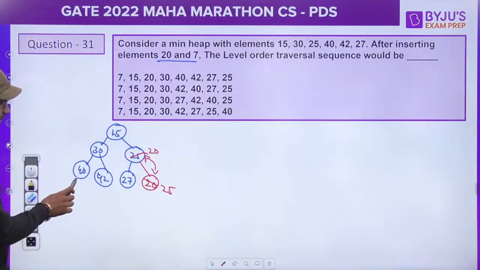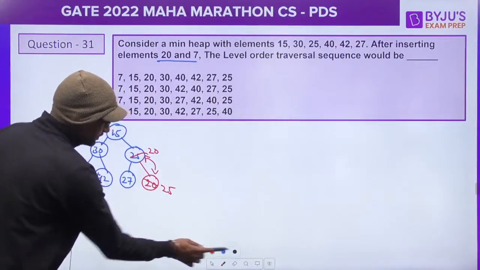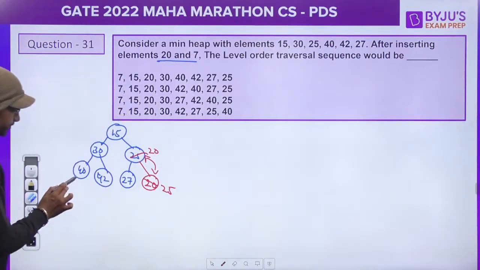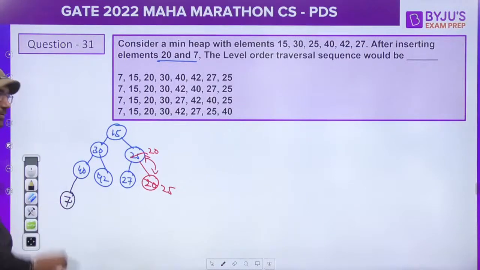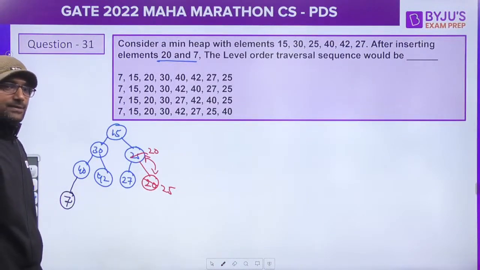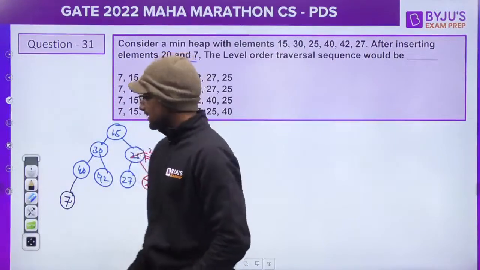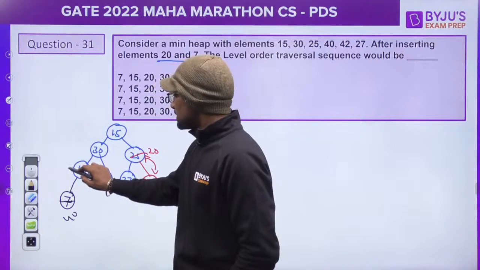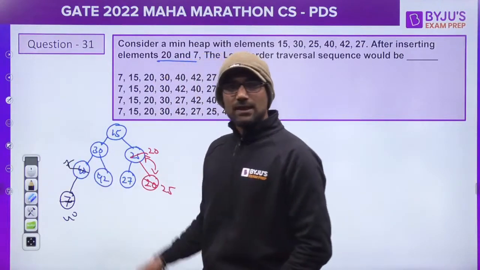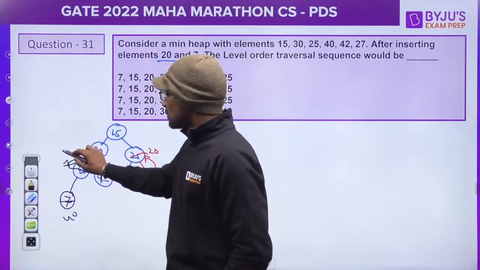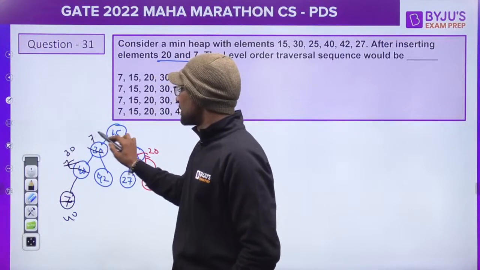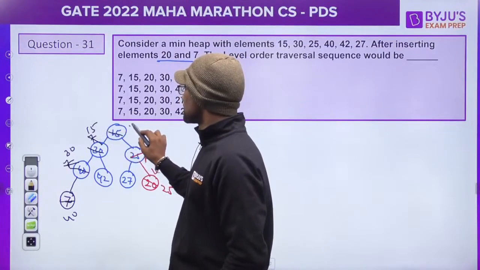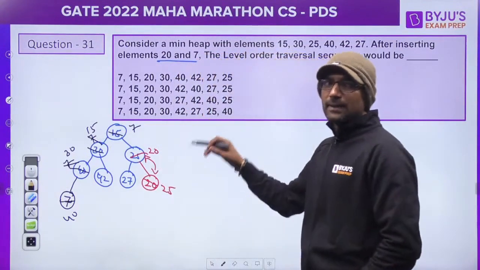Now you are inserting 7. Structuring property satisfied, but ordering property not satisfied. So what do you do? Heapify. So 40 comes here, 7 comes here. Still its parent is greater, so swap 37. Still its parent is greater, so swap 15, 7. So this is the obtained min heap.